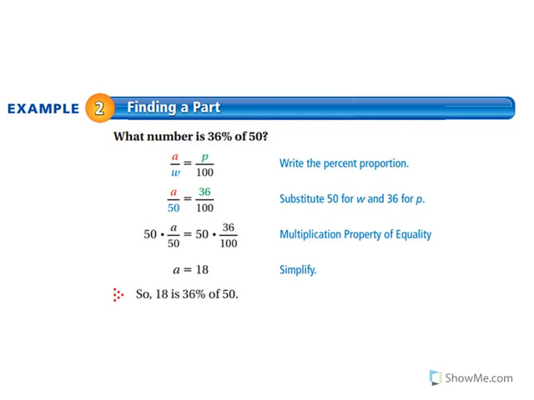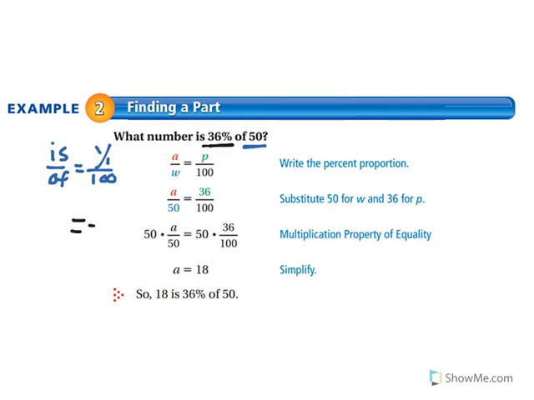Again, I see what number is 36% of 50. This just tells me I want to definitely use my is over of equals percent over 100. I think it works much better on this. Let me show you why.